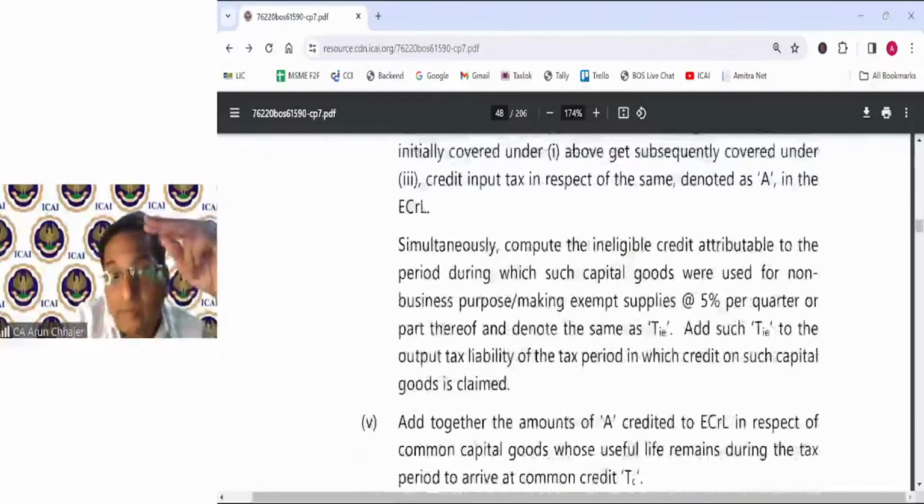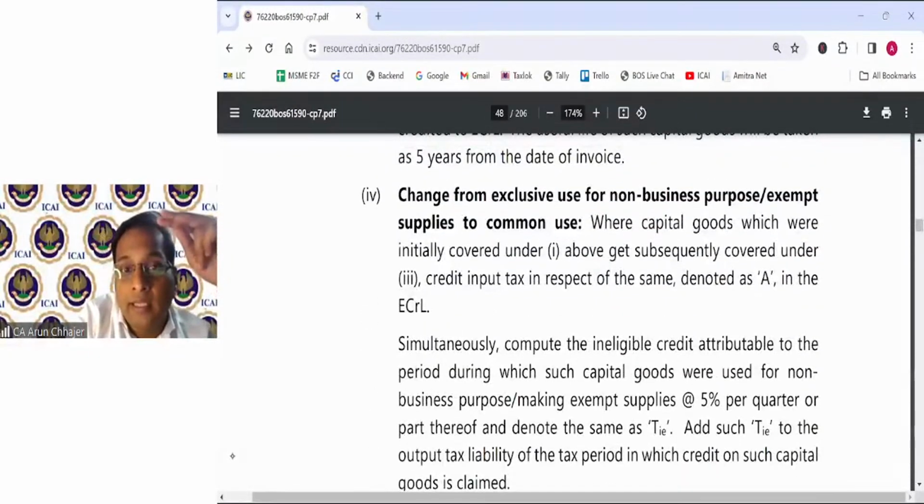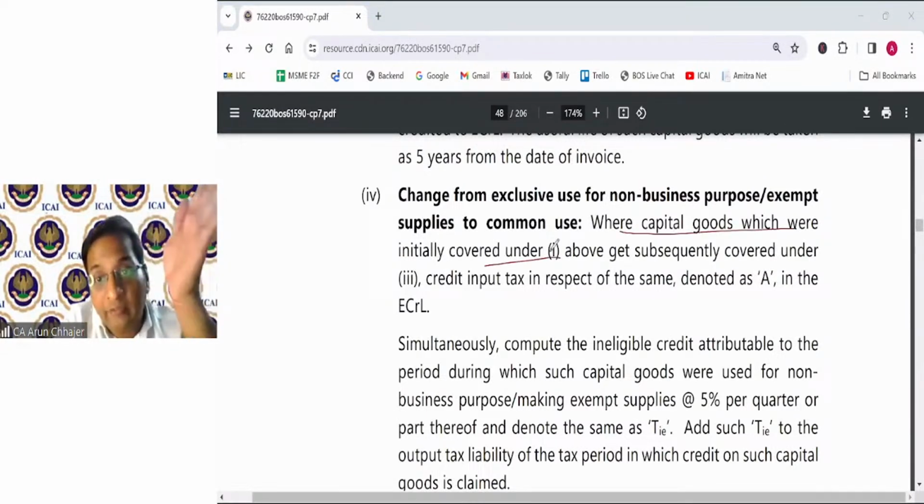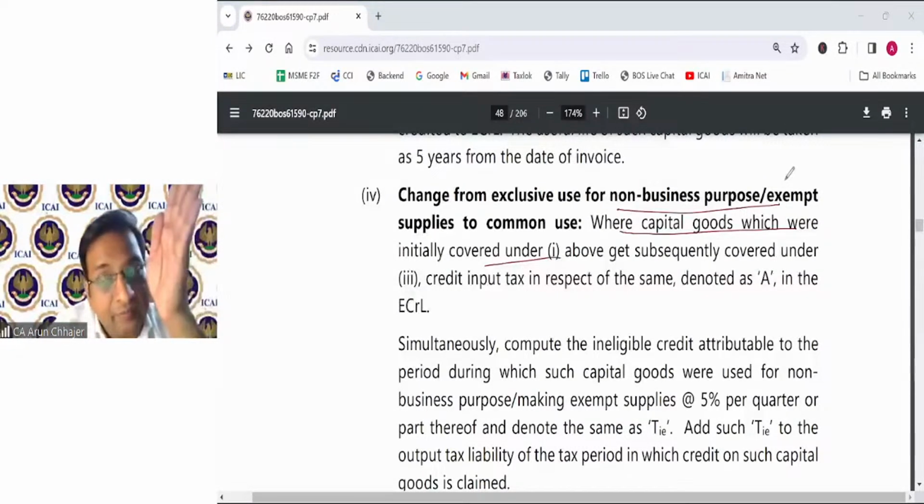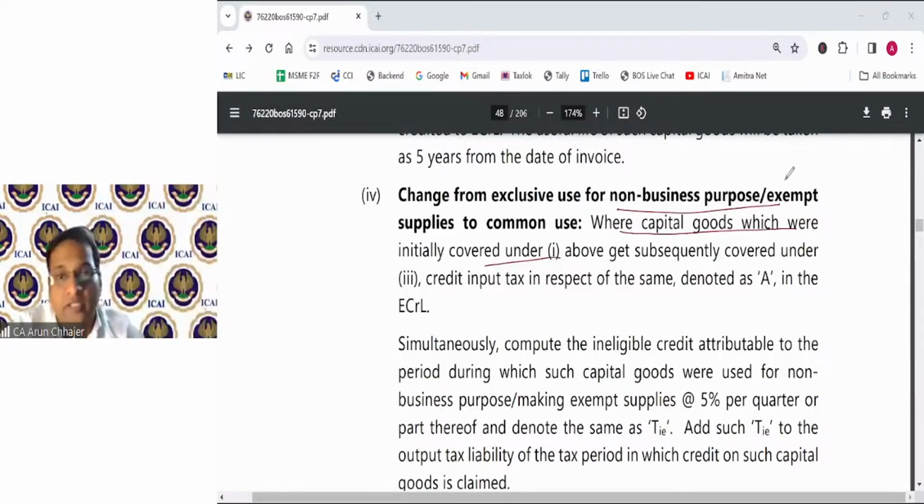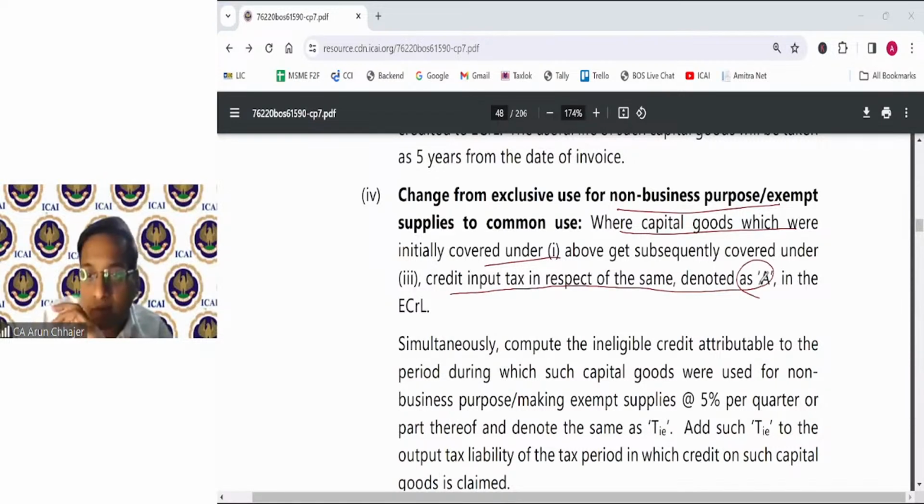So here, what we are doing, the capital goods which earlier were being used exclusively for non-business or exempt supply are now being used commonly. So what will I do? I will do two things. First, I will take the ITC in A as A, and also I will calculate the ineligible credit.